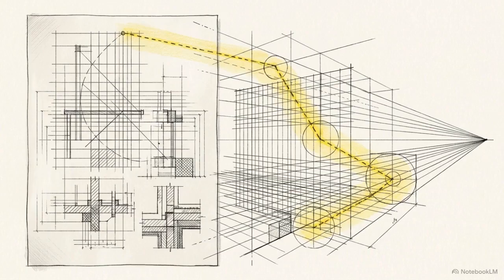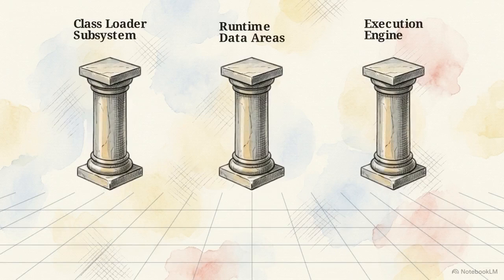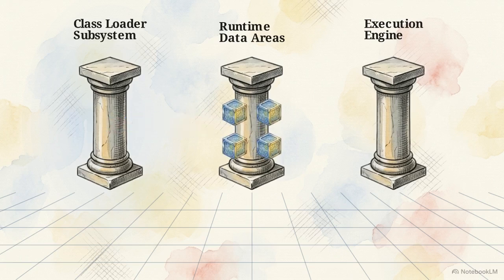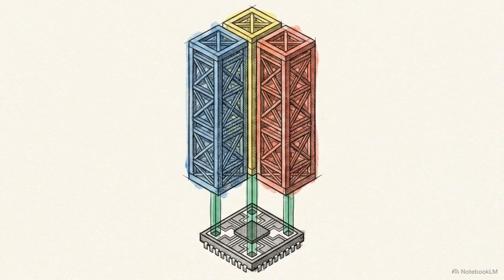To see how it works, we can trace the exact journey of a single .class file as it moves through the runtime. The journey begins in the class loader subsystem, which is responsible for locating and fetching the data. From there, the bytecode is mapped into the runtime data areas, the JVM's internal memory model. Finally, the execution engine converts that mapped logic into host CPU instructions. These three pillars must operate in strict sequence for platform-independent code to successfully execute on native hardware.